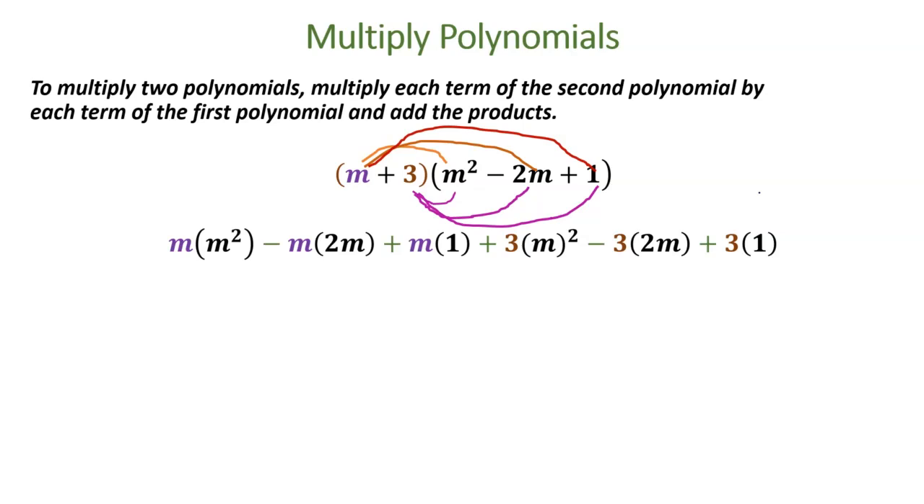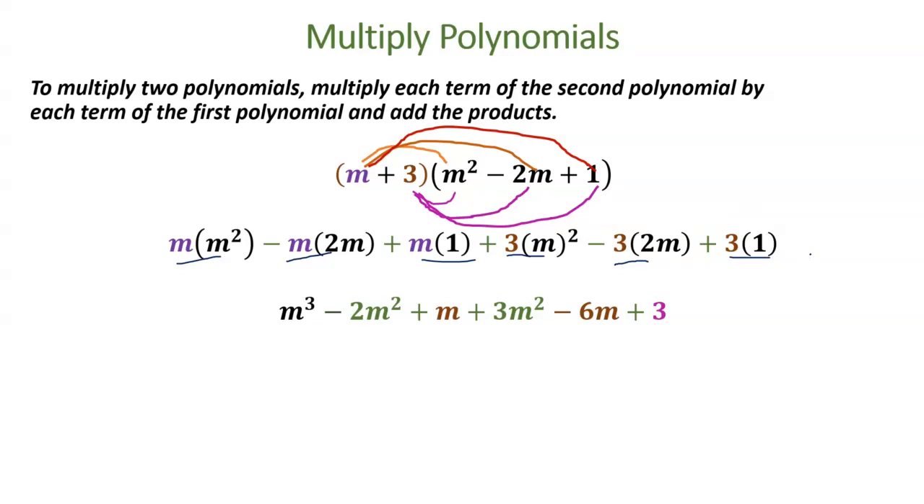So m times m squared, the first term, as you can see, is going to be m to the power 3. This will be negative 2m to the power 2, because 1 and 1. M times 1 will be m. 3 times m squared will be 3m squared. 3 times negative 2m will be negative 6m. And then 3 times 1 will remain 3.